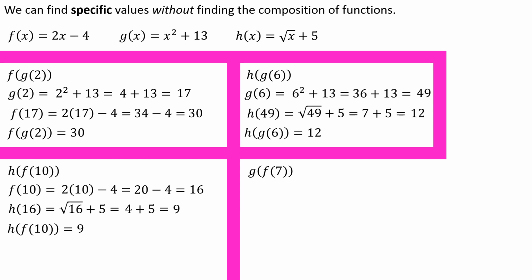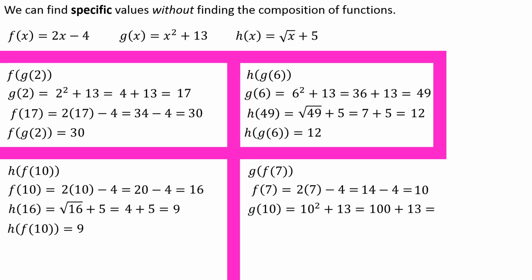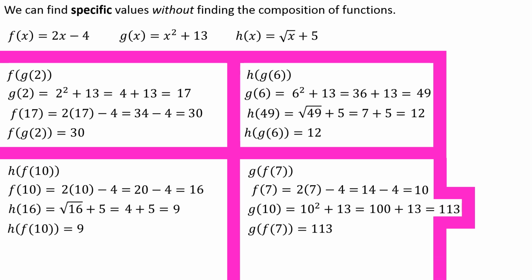One last example here, g of f of 7. Well, better start by finding f of 7. For function f, we have to multiply by 2, then subtract 4. That results in 10. Take that 10, plug it into function g. I'll have to do 10 squared and then add 13. 10 times 10 is 100. 100 plus 13 is 113. So g of f of 7 is 113.